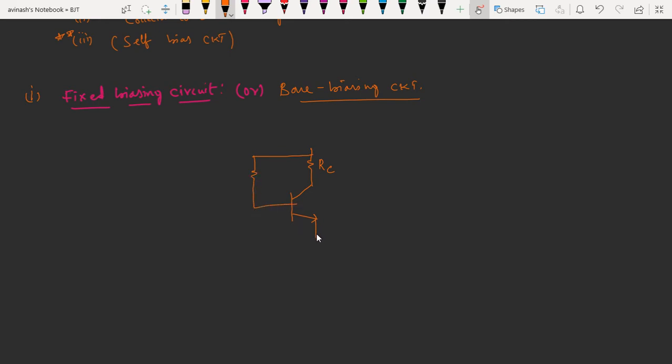This will be grounded. This is the base resistance and this will be the collector voltage, and the voltage appearing at this point is the base to emitter voltage. What do you mean by VCC? VCC is the collector supply.